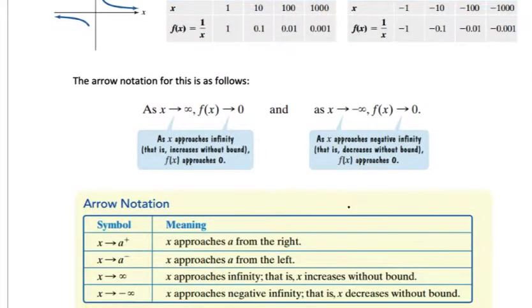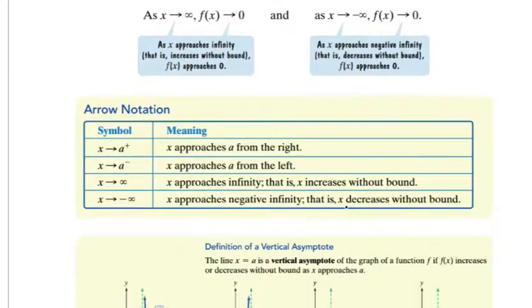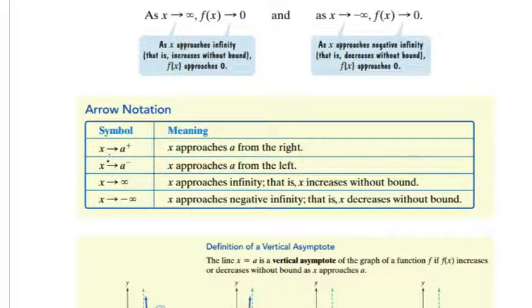So this table is copied from the book. It shows the symbols with the arrows and the meaning. X approaches a from the right, x approaches a from the left, where a is going to be a number. And then as x approaches infinity and x approaches negative infinity.